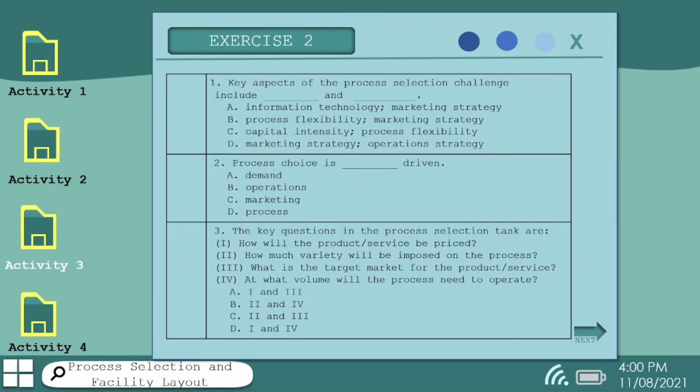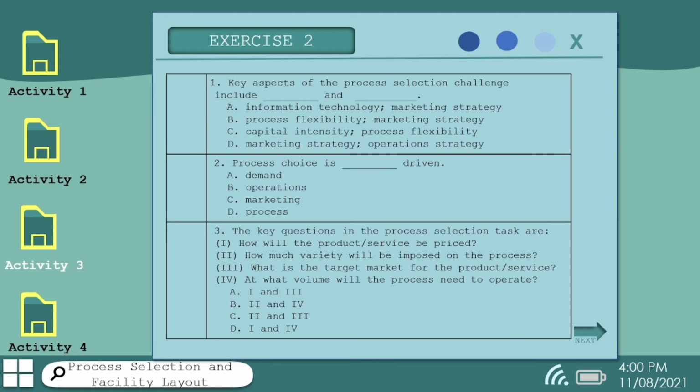Exercise 2, and the instruction is choose the best answer. Write the capital letter of your answer on the blank space provided. For question number 1, key aspects of the process selection challenge include blank and blank. The answer would be letter C, capital intensity and process flexibility.